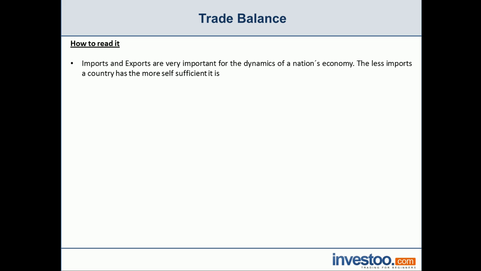Now, imports and exports are very important for the dynamics of a nation's economy. The less the nation imports, the more self-sufficient it is. Now, a trade deficit represents an outflow of domestic currency to foreign markets. And a trade deficit is when a country imports more than what it exports. So there's an outflow of domestic currency to foreign markets. This is why the currency of this country will depreciate.